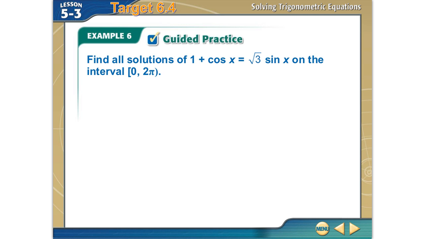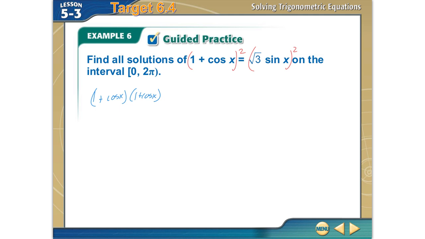We have cosine on the left and sine on the right. So we're going to start by taking the left side and squaring it, and taking the right side and squaring it. Now on the left side, if I square that, I'm just doing 1 plus cosine of x times 1 plus cosine of x, using the distributive property.